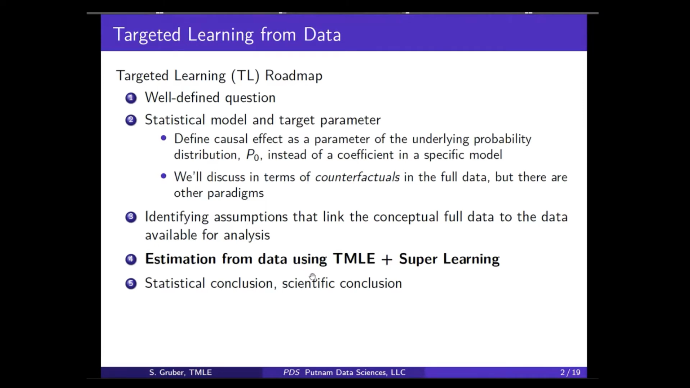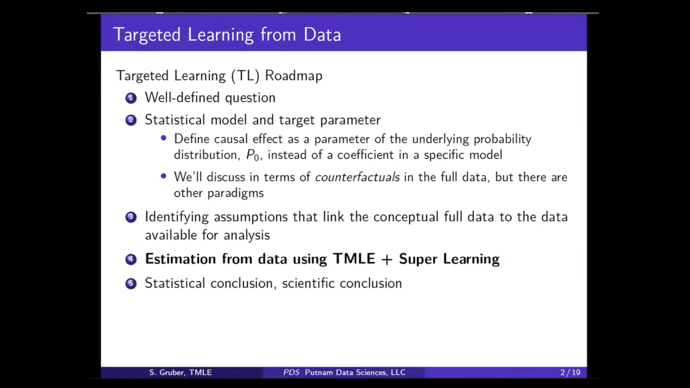But the bulk of it today, we're going to talk about step number 4 in the roadmap, estimating the causal effect you're interested in from data using TMLE and superlearning. I'm not really going to talk about superlearning today, just a few sentences. Next month in April, our next webinar series will be an introduction to superlearning. So today's real focus is on how we're going to use TMLE to estimate our causal effect from data.